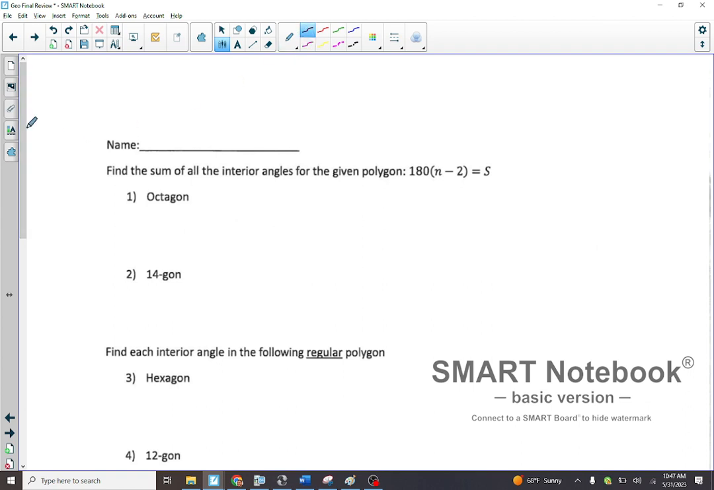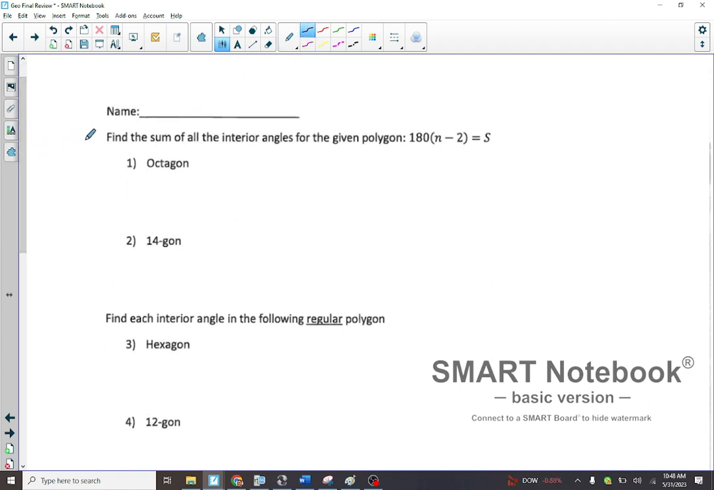All right, next one. Another formula. Find the sum of all the interior angles of the given polygon. This is the formula. Remember, n is the number of sides, sometimes also the number of angles, but they're always the same number. If you have 10 sides, you have 10 angles. And this is the sum of the angles. My fault.